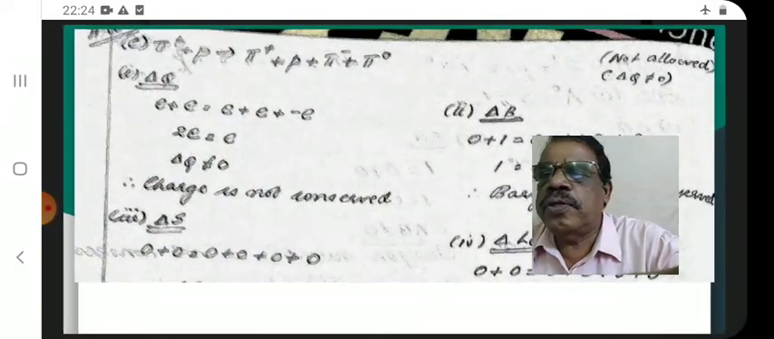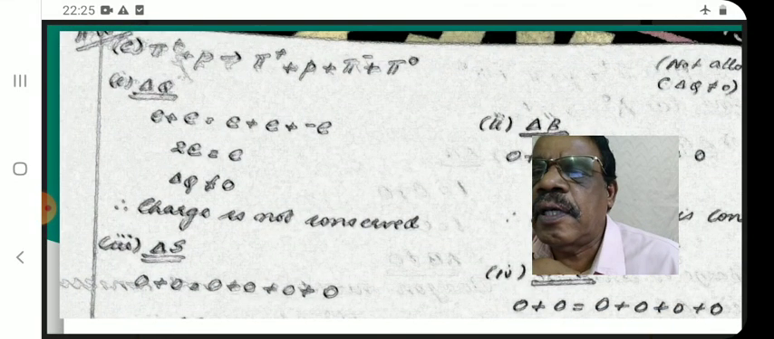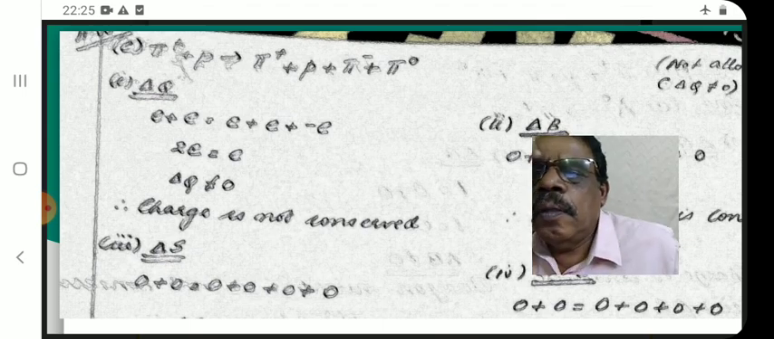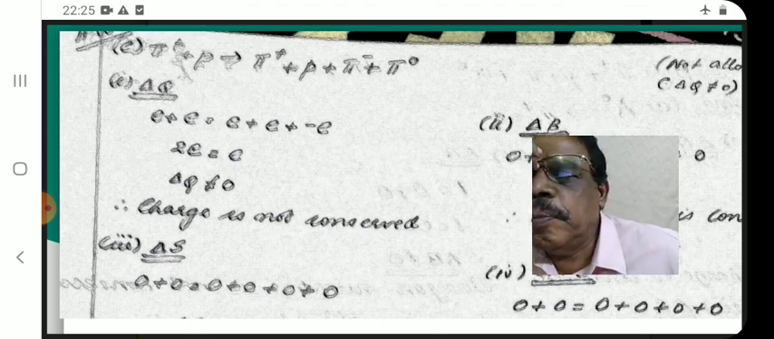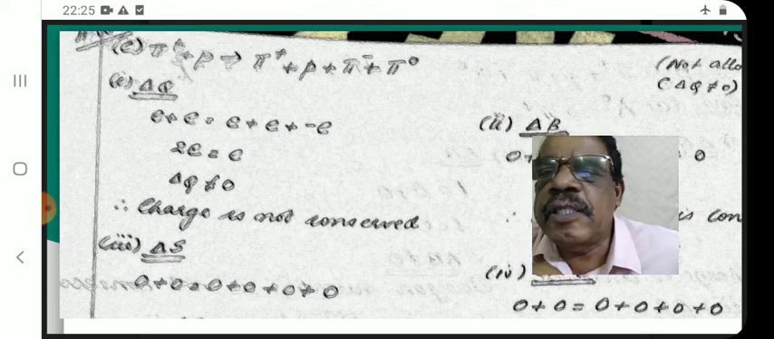The third equation, see, pi plus p gives pi plus p plus pi minus pi 0.